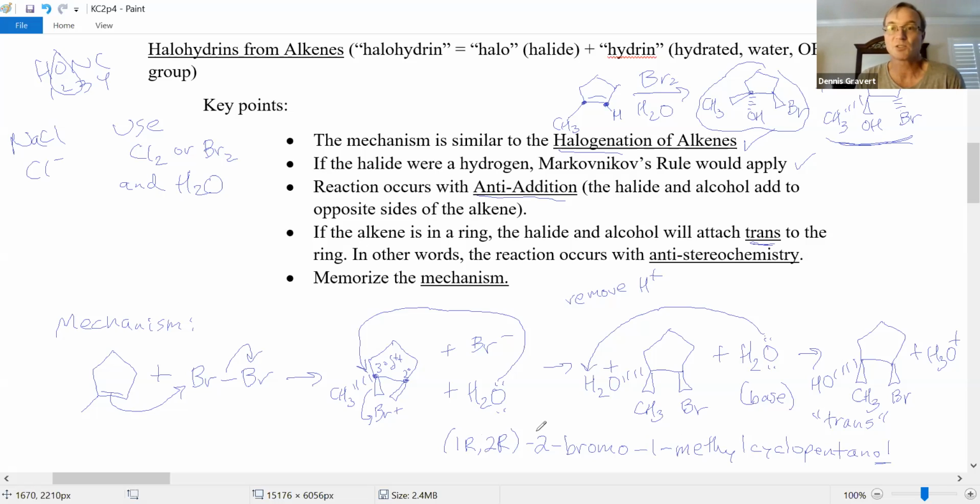I can't use cis or trans here because there are no two identical groups that are both wedged or both dashed. There's the unwritten hydrogen here, but that's different from the others. In fact, because they're different, these are chirality centers, and that's how you have to describe how the alcohol and the bromine are opposite each other, through assigning the configurations R and S.